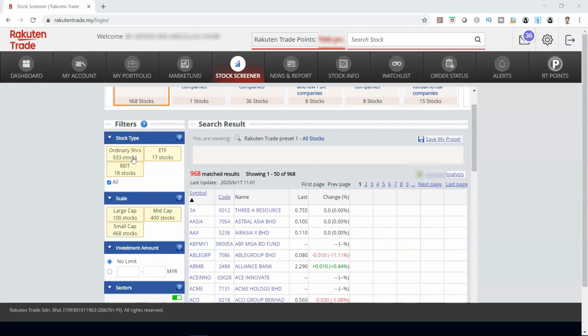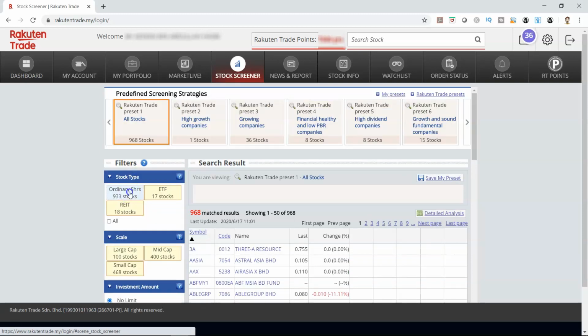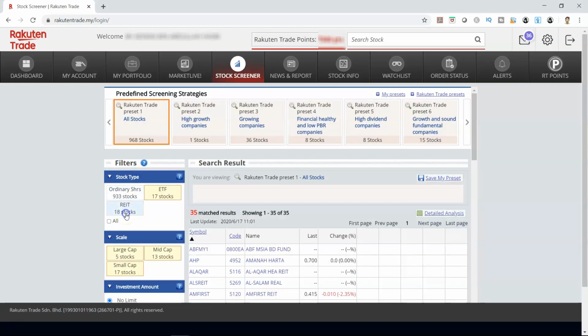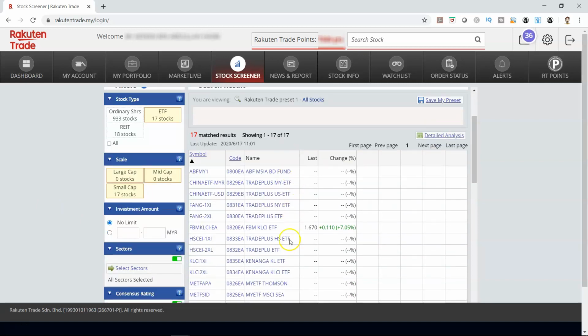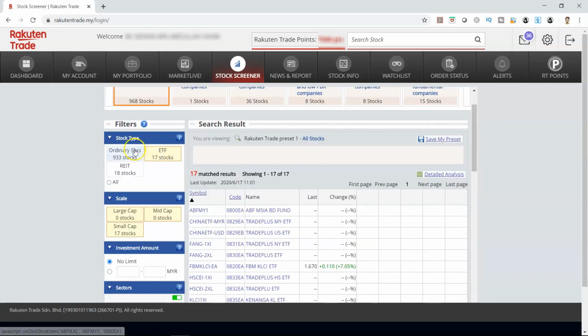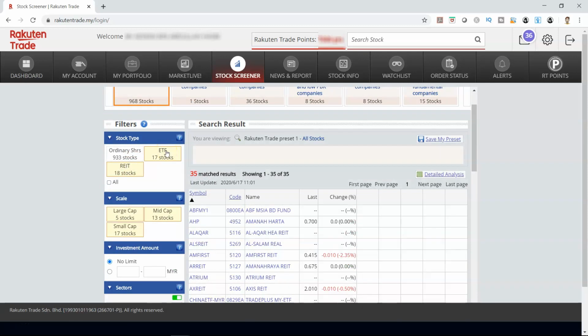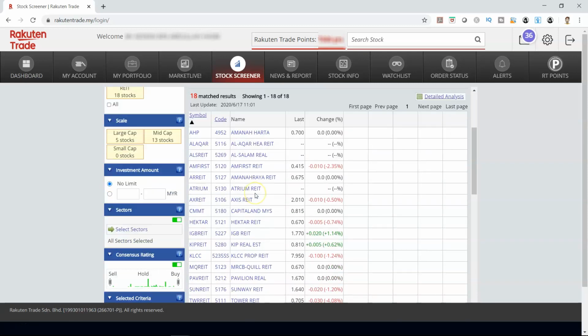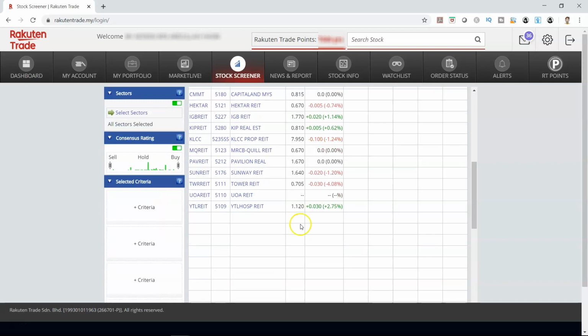Assuming you want to look for any ETFs, what you can do is unclick ordinary shares and unclick REITs. And over here, you will have your list of ETFs. And if you want to buy REITs instead, so these are all the REITs.